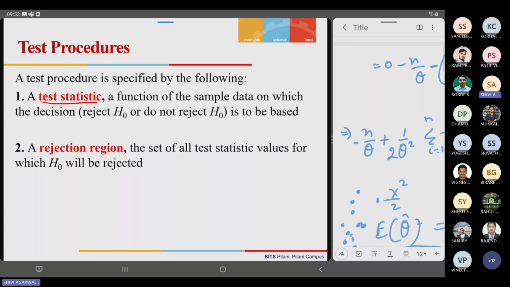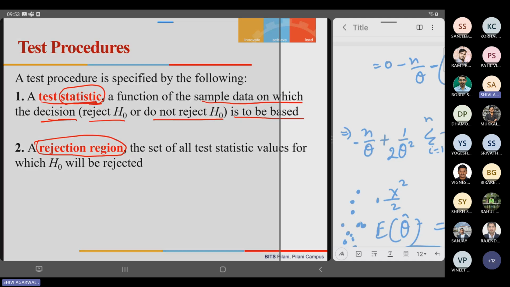Test procedure is what? There are test statistics. Statistic we have done as a function of a random sample, and we are doing it for the testing. So that's why it is known as the test statistic. Correct. So it is a function of sample data on which the decision is to be based. What type of decision? That we reject H0 or we do not reject H0. Correct. And then we take the decision based on the rejection region. We are finding the complete region.